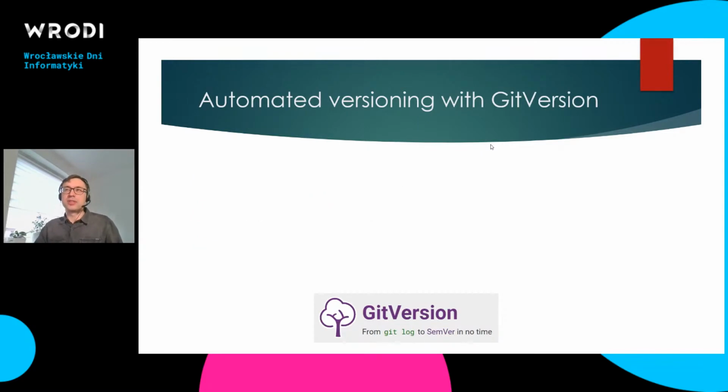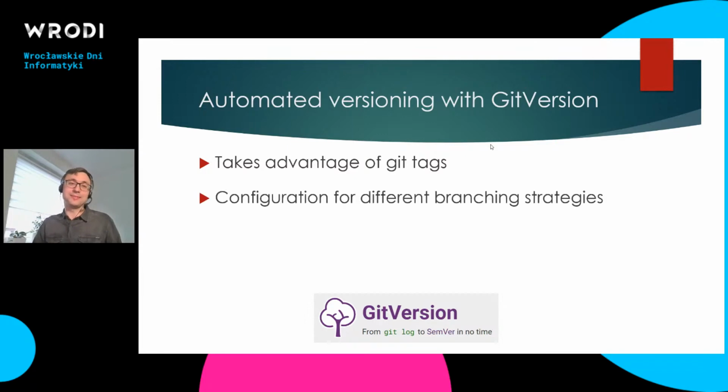The tool that I wanted to suggest is called GitVersion. And as I've already mentioned, it takes advantage of the Git tags. It supports multiple different branching strategies. So regardless of the branching strategy you use, that would be a way to go for you.